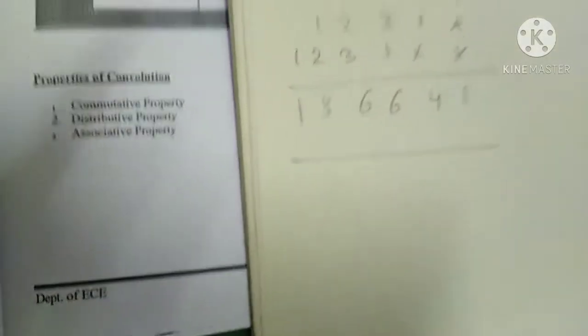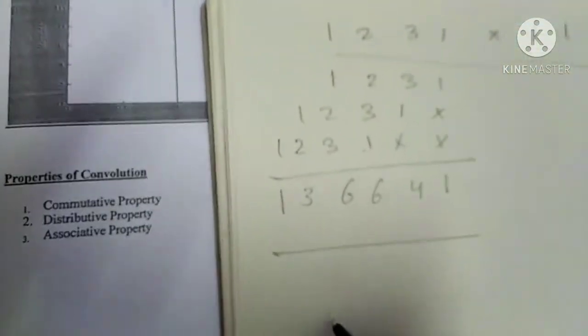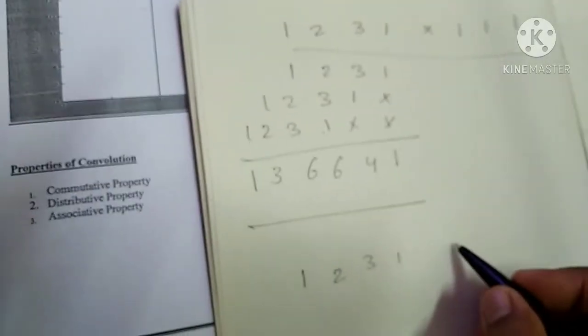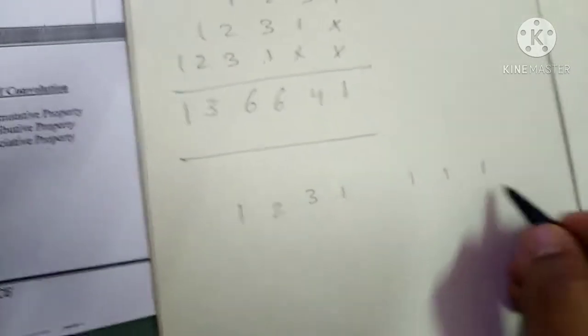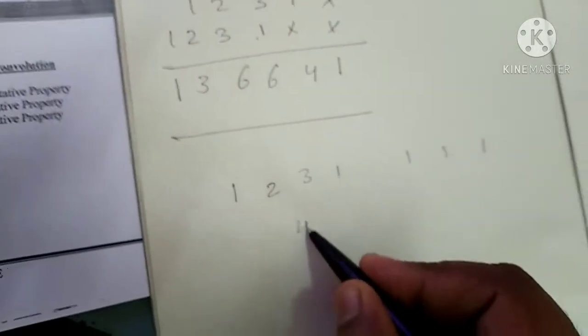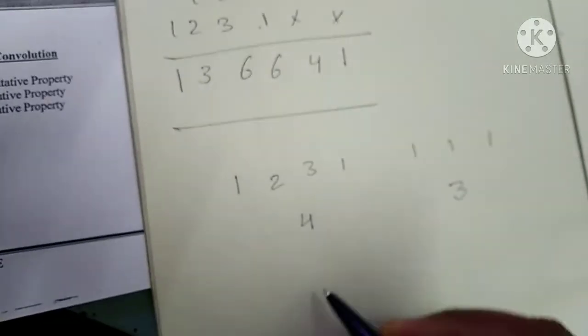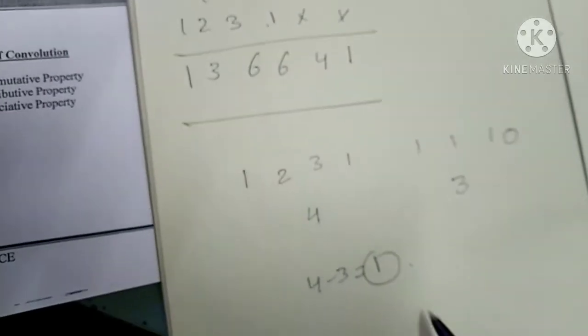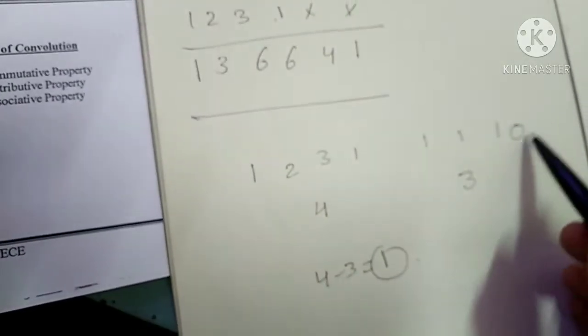So let us take the same input that is present, that is 1 2 3 1, and another sequence is 1 1 1. First, in order to make it circular, we have to make the lengths of the sequences equal. So what is the length of the first one? 4. The length of the second one? 3. So 4 minus 3 is 1. I have to add one 0 in order to make them equal. To which do I have to add the 0? I have to add 0 to the second sequence, so that the length of these two will be equal to 4. Now the length of these two is 4.